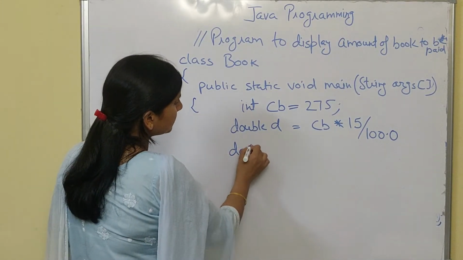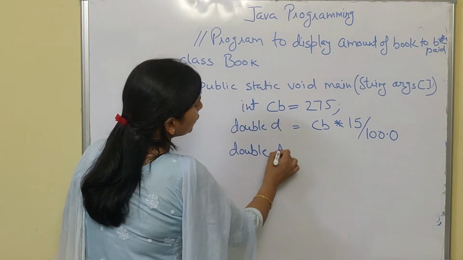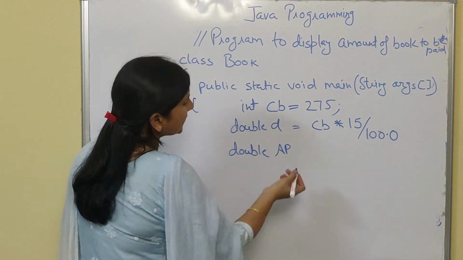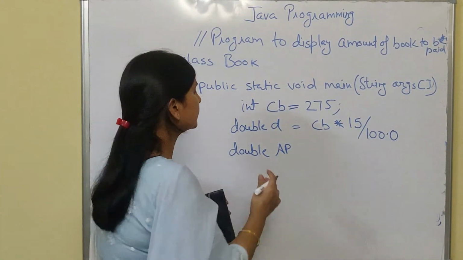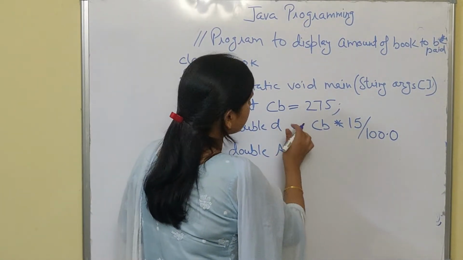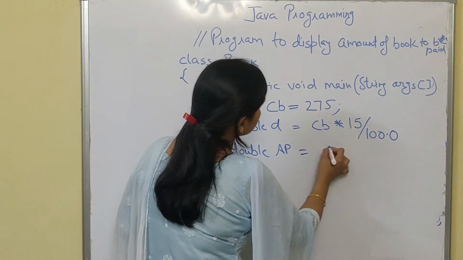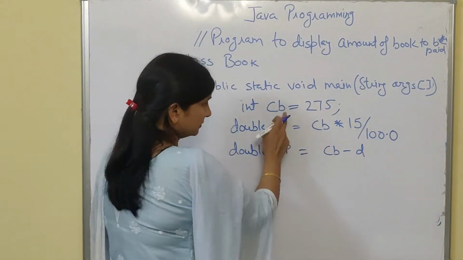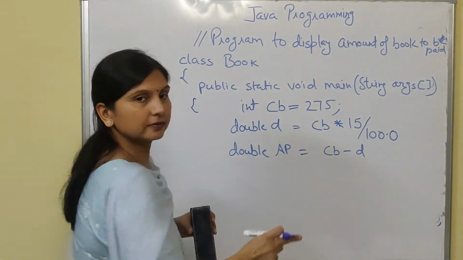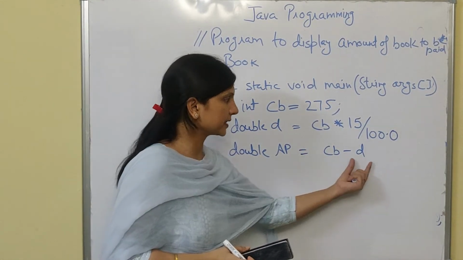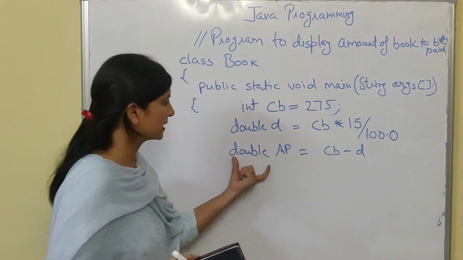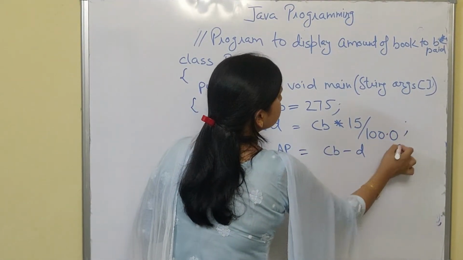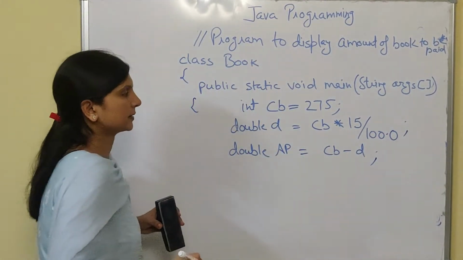So I will take a variable double, amount of book or amount to be paid. AP I can take, amount to be paid, double type. Why? Because we are subtracting double from integer. CB minus D. Fine. When you subtract double from integer, you get the double. That's why we have taken double over here. And after every statement, semicolon is mandatory.